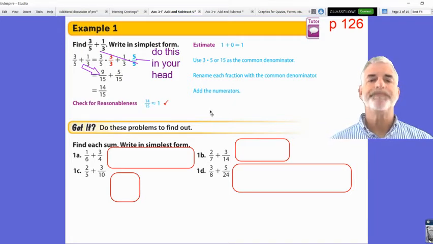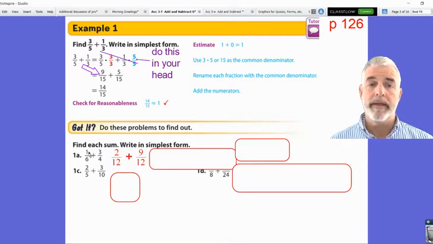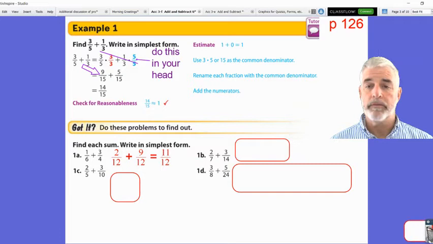All right, so here's how I like this work to look. 1/6 plus 3/4, 6 and 4. The lowest common denominator is 12 for those. So that would be 1/6 is 2/12, multiply both by 2, and 3/4 is 9/12. So then the denominators are the same. You add the numerators and you get 11/12.